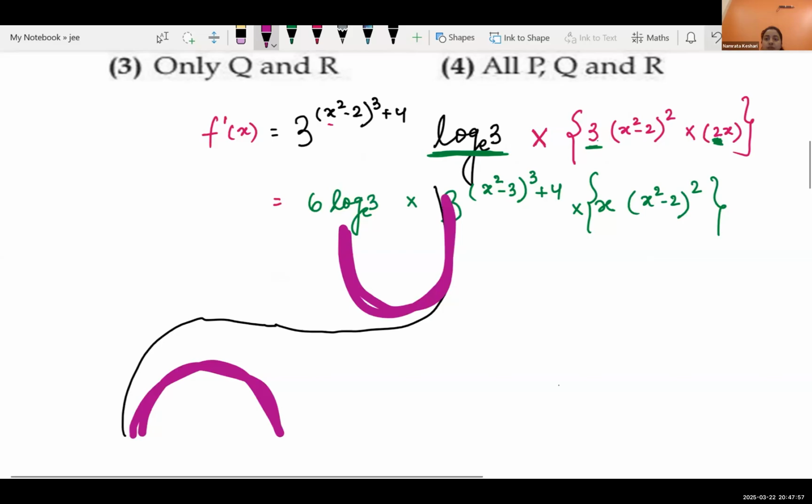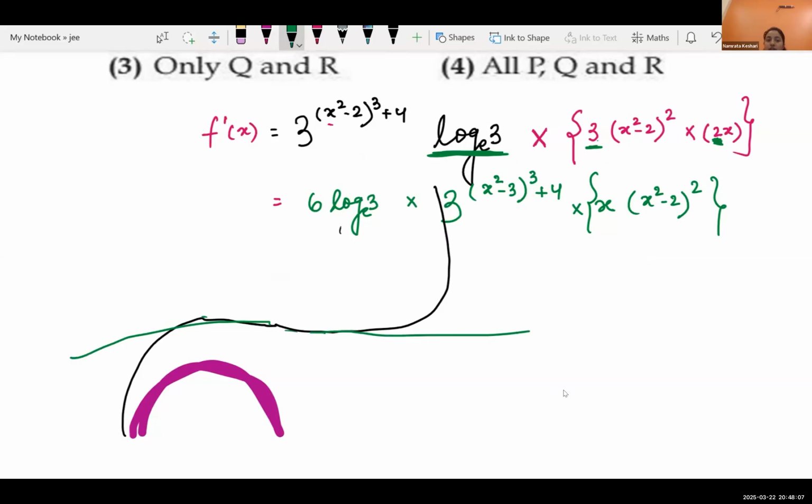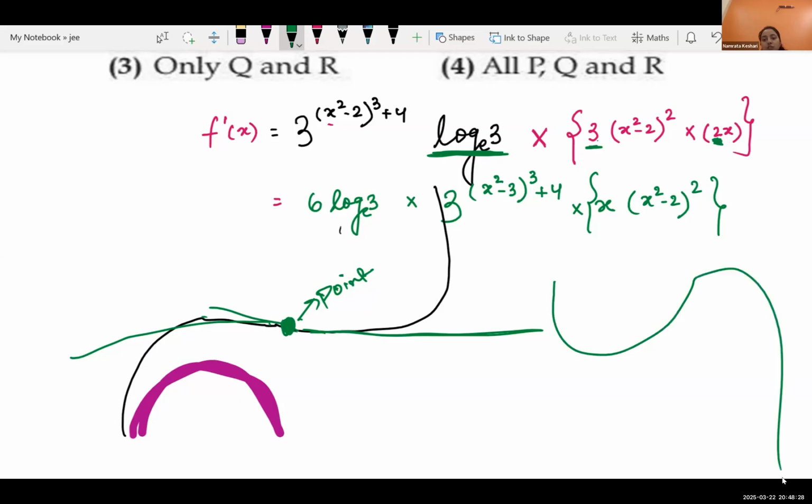Okay, in such a scenario we get the point of inflection. If I draw the tangent over here, and the tangent over here, both will collide at a point, which is called the point of inflection. So basically, point of inflection occurs when the graph is concave downward and then upward, or maybe first upward and then downward. The point where it takes the turn will give you the point of inflection.